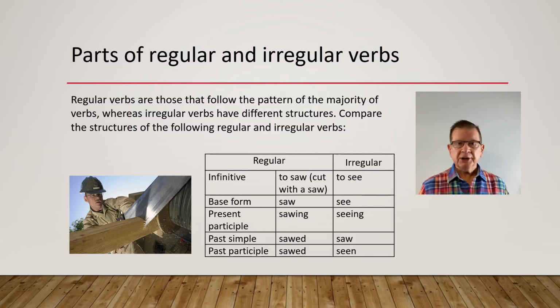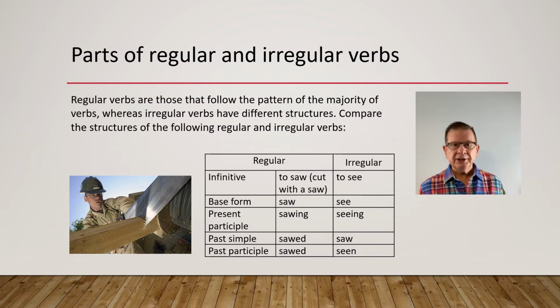The present participle is sawing and seeing, respectively. Now when we come to the past simple, it gets weird. To saw is a regular verb, so the past simple is formed by adding ed, sawed. To see is an irregular verb, and the past simple is saw. I pity anyone who is learning English as a second language.